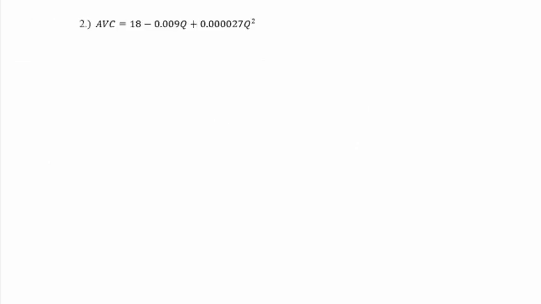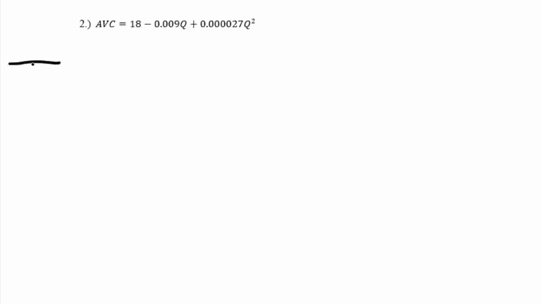Here we have another problem where they give us an average variable cost function of 18 minus 0.009q plus 0.000027q squared. And they ask us the same questions as the first problem: find the marginal cost, find the cost minimizing quantity, and find the average variable cost value. So we will do the same as we did before.